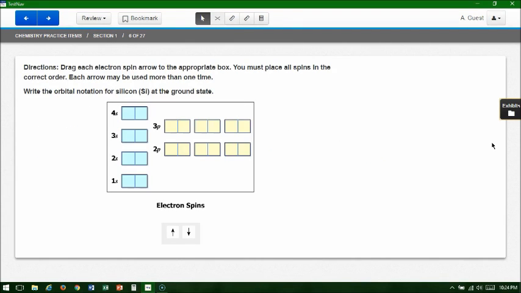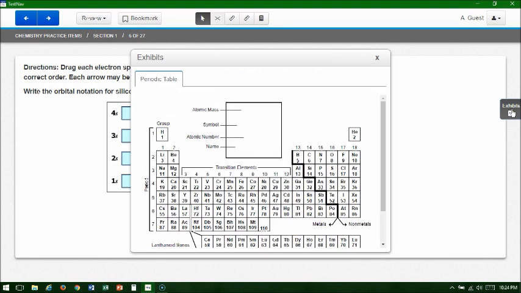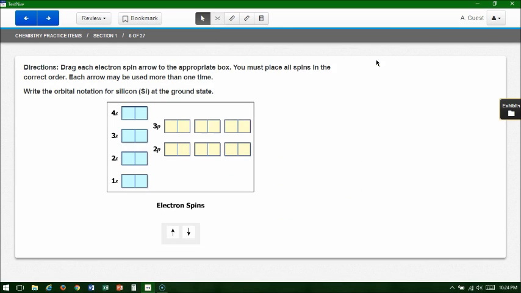In number 6, we have to write the orbital notation for silicon at the ground state. So silicon has the symbol Si, and because it has atomic number 14, we need 14 electrons. So if we drag the first 2 electrons into the 1s sublevel, the next 2 electrons go into the 2s sublevel. That's beryllium right now. We're trying to get to silicon.